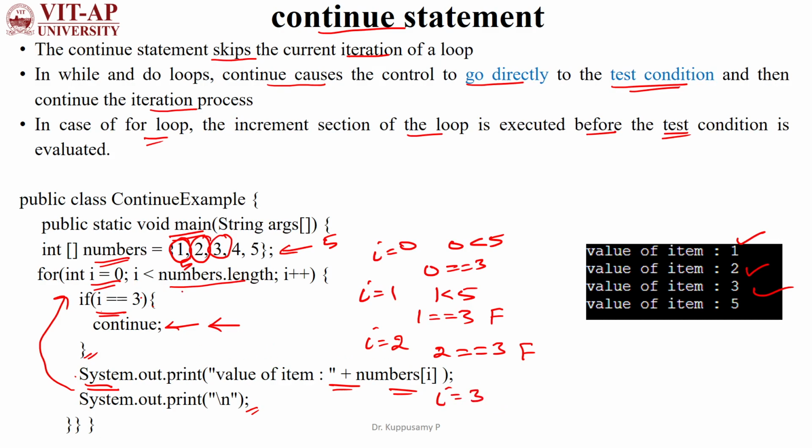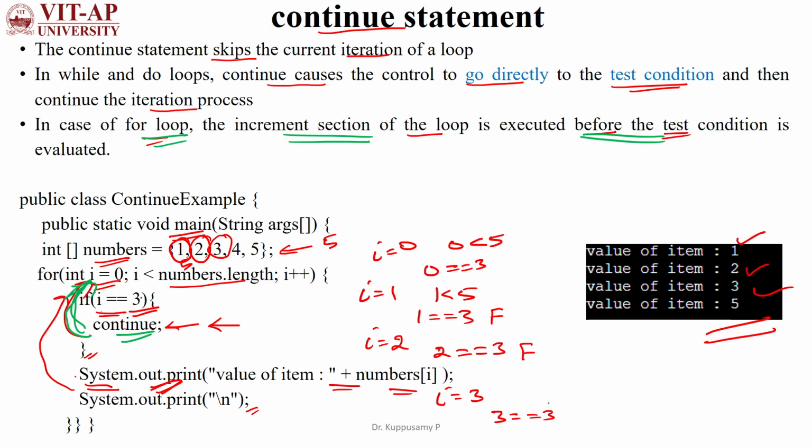So now the I value is 3, it is checking 3 equal to 3, it is true. Once it is true, it will not come here, it will go back to the for loop. So numbers of 3 is not printed, you look at that, 4 is not printed here. Directly it is going back to the for loop from here. Continue the for loop, that is the meaning of this. That's what is given: in a for loop the increment section of the loop is executed before the test condition is evaluated.